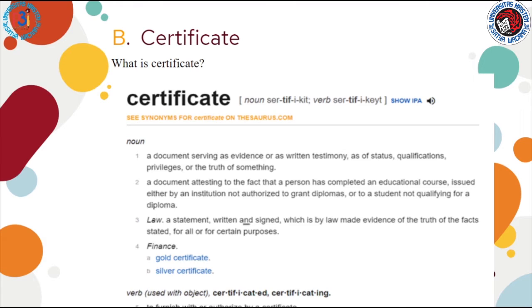Okay, so you have all finished reading. So what do you know about certificate? As can be seen from the handout, a certificate is mostly a document serving as evidence or written testimony of a status, qualifications, privileges, and the like.